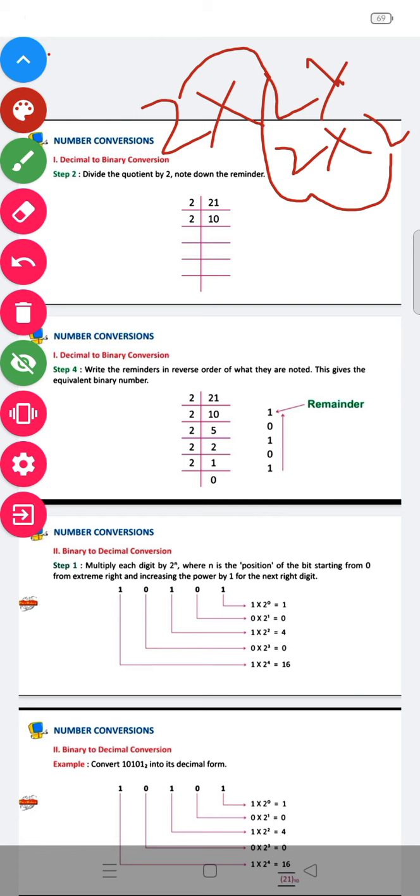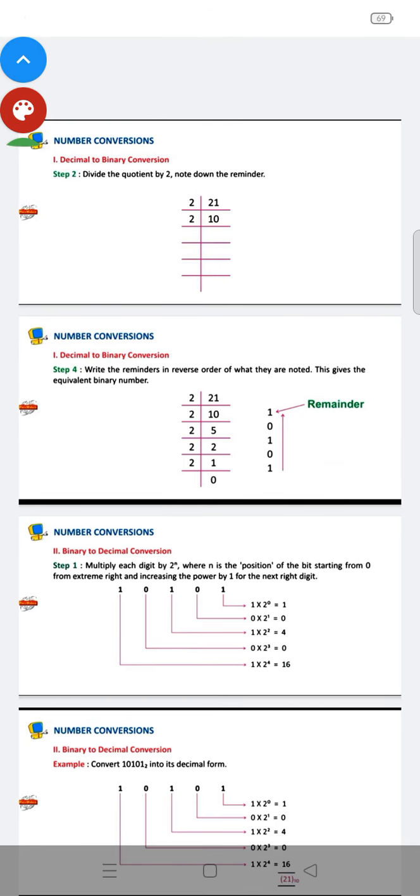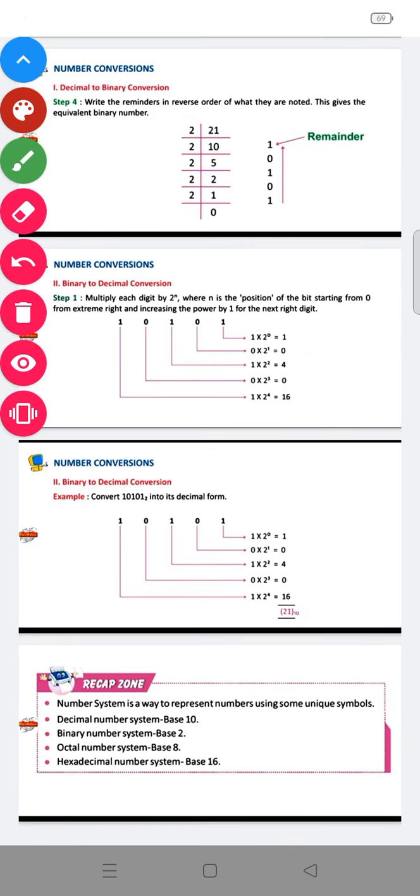After this multiplication, we have to add these values and find out the result. The resulting value will be the answer of binary to decimal conversion, and we will write 10 as the base of that particular number. Like here we have 1, 4, 16 and 1, total will be 21, the base will be 10, 10 means decimal. This will be the conversion of binary to decimal.